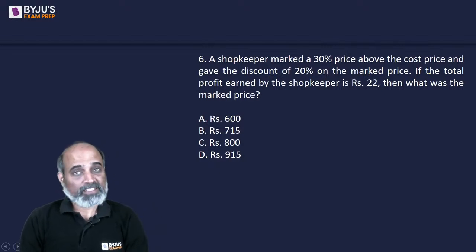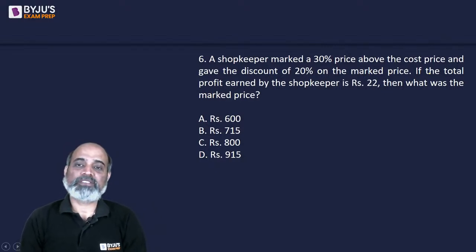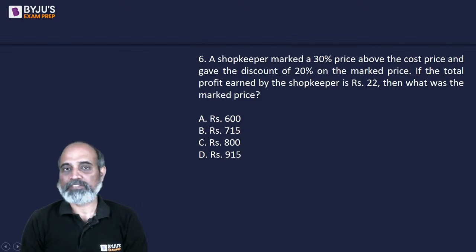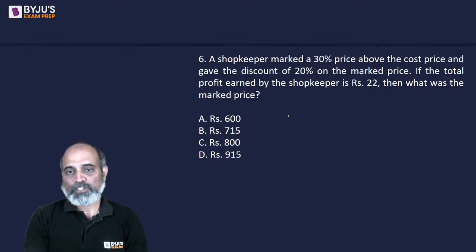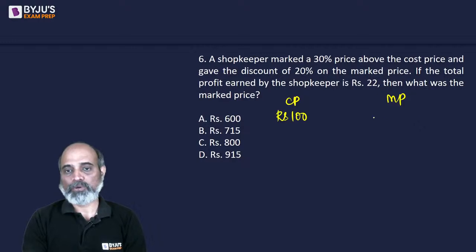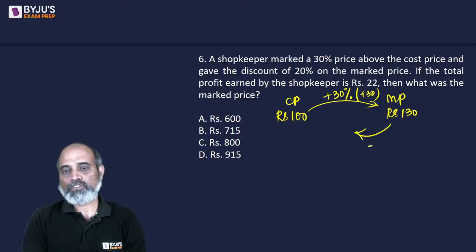Okay, next, a shopkeeper marked a 30% price above the cost price and gave a discount of 20% on the marked price. If the total profit earned by the shopkeeper is rupees 22, then what was the marked price? So what we will do is assume that the cost price is 100. So the marked price is going to be 30% more. 30% of 100 is 30. So this becomes 130.